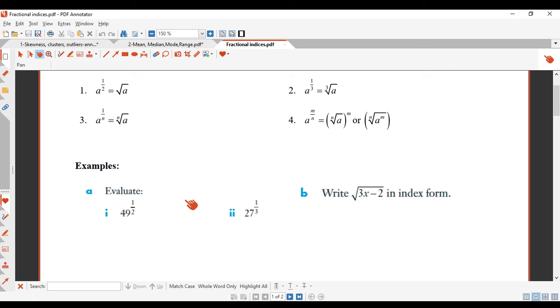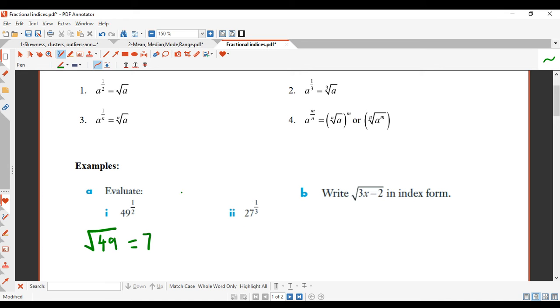Okay, so if we look at the first one, which is 49 to the half. So if we're going to use those index laws, we could think, without a calculator of course, of 49 to the half as the square root of 49. Okay, because power of a half is the same as square root. That gives me the answer is 7.